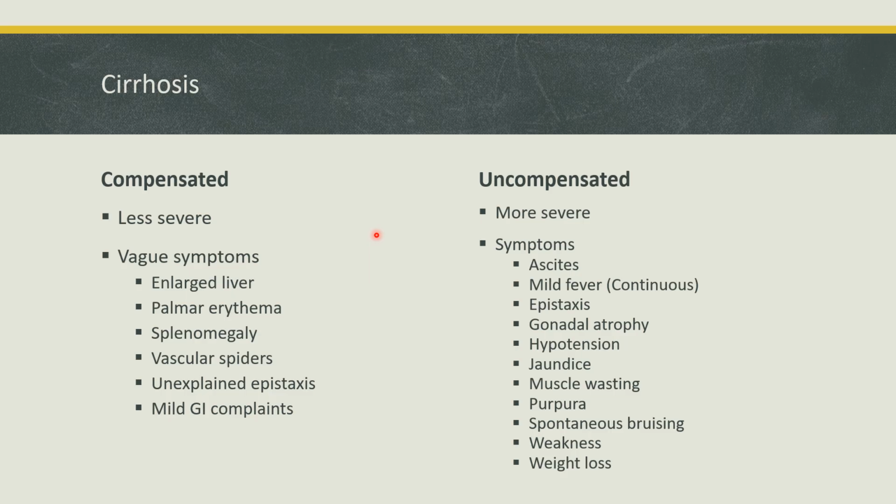So we have compensated and uncompensated. Compensated is just going to be, even though we have inflammation of our liver, it's still functioning appropriately. All right, they're going to have some vague symptoms. They might have some spider veins. They might have some splenomegaly. Maybe we see that rash. Maybe we see an enlarged liver. But for the most part, they're doing okay.